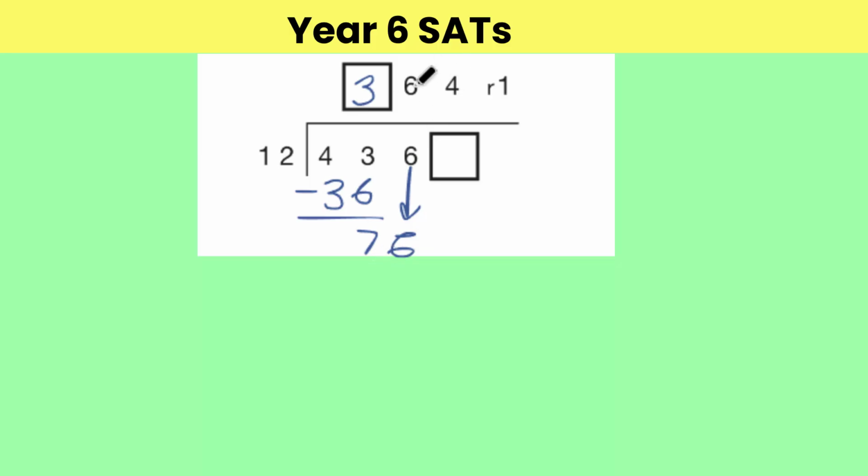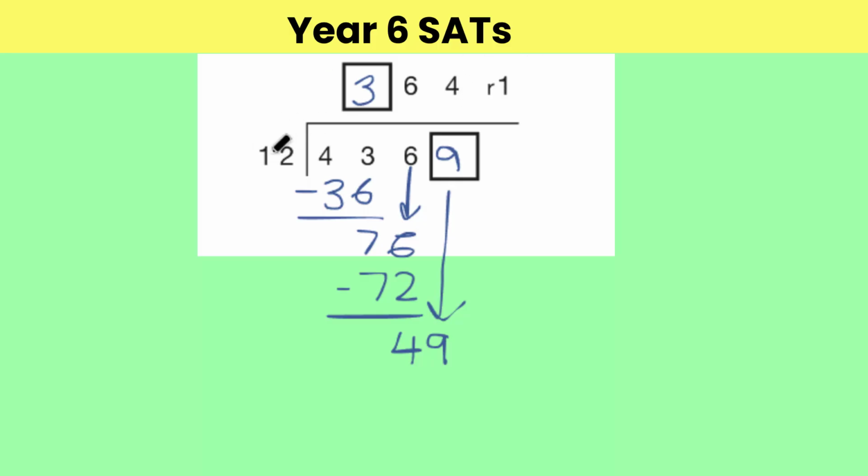Yeah, it goes in 6 times. I would show that underneath here. 12 times 6 is 72. Subtract that, we've got 4. So something in this box would produce a 4 with a remainder of 1. So 12 times 4 plus 1 would make this number. So it's going to be 49. Okay, so that means that's a 9. So 12 into 49 goes 4 times, because that's 48, with a remainder of 1.